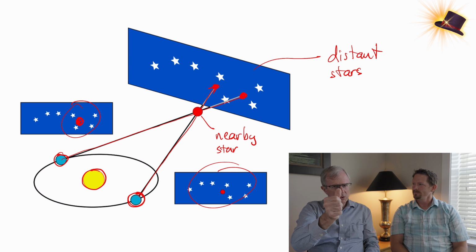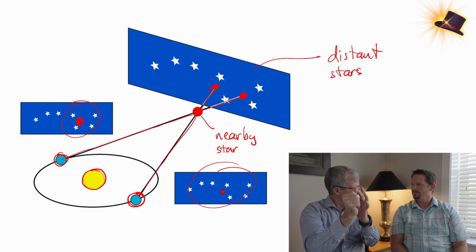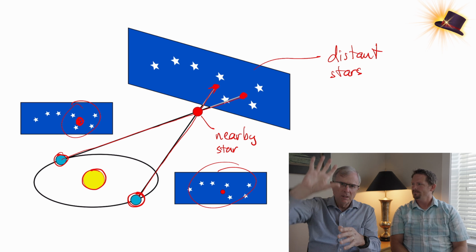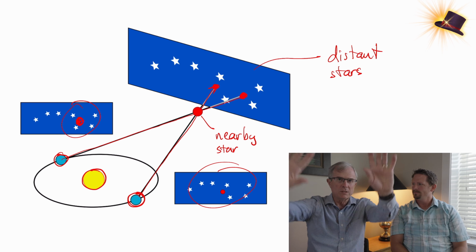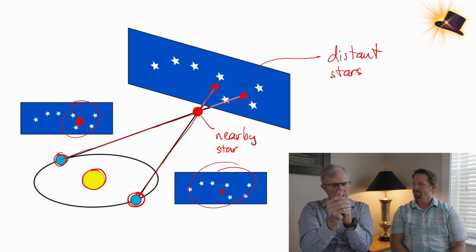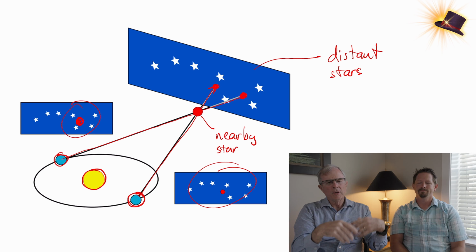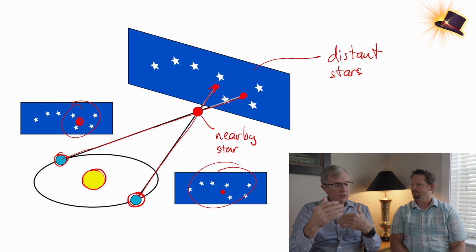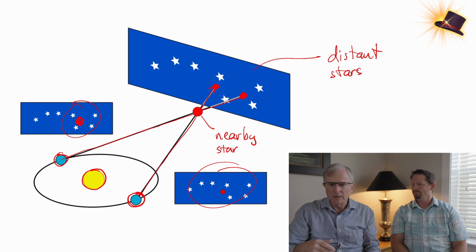So the thumb is the nearby star that we're replicating, and the background of distant stars is that wall that the books are against there. And so the closer the star is, the more it hops back and forth, the more the parallax, and you can use that to determine the distance to the star. Parallax.